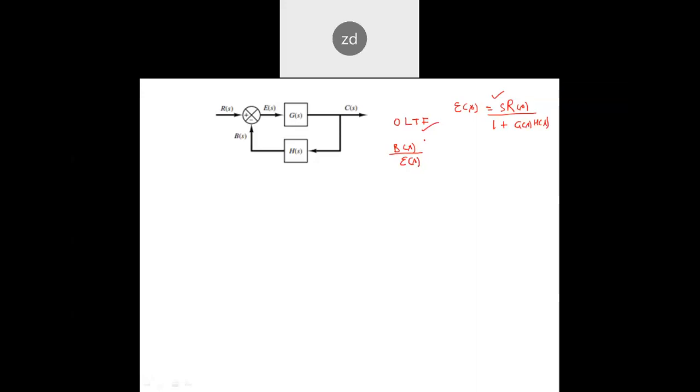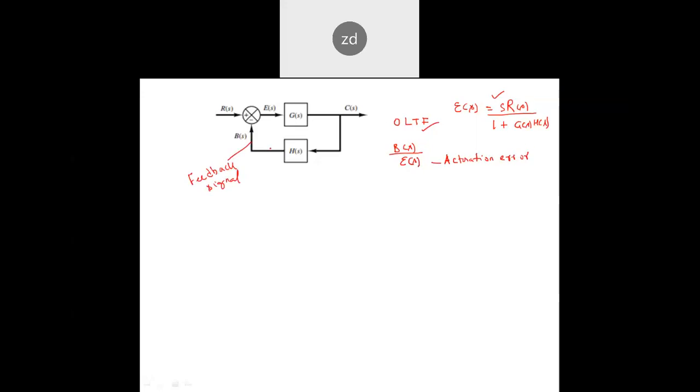What does this signify? B of S by E of S. What is B of S? B of S is the feedback signal. And what is E of S? E of S is nothing but the actuation error. The ratio of feedback signal to actuation error is called the open loop transfer function.